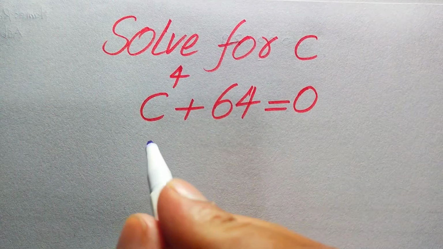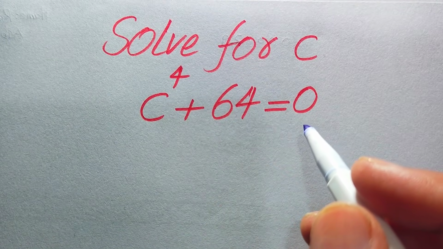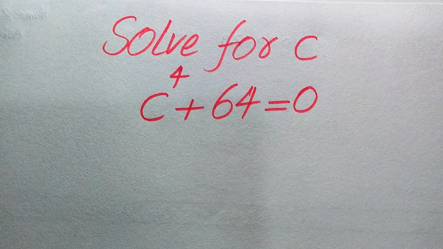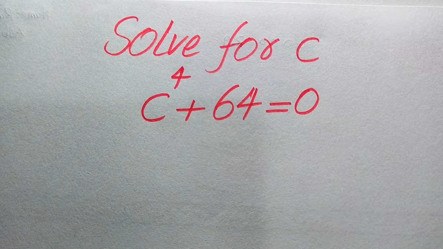So here we have c to the power of 4 plus 64 equals 0, and we solve this problem for all the values of c. So this is a fourth order equation. It means that this equation has four roots. We need to find all four roots of this equation.